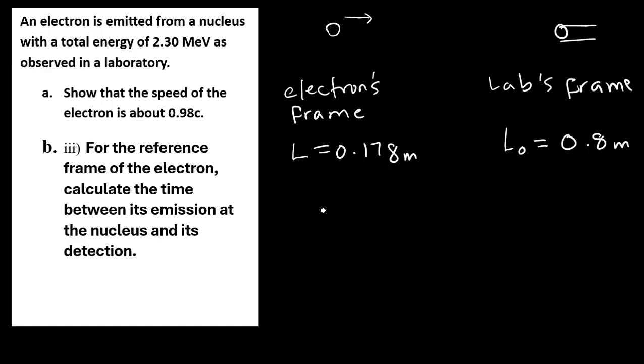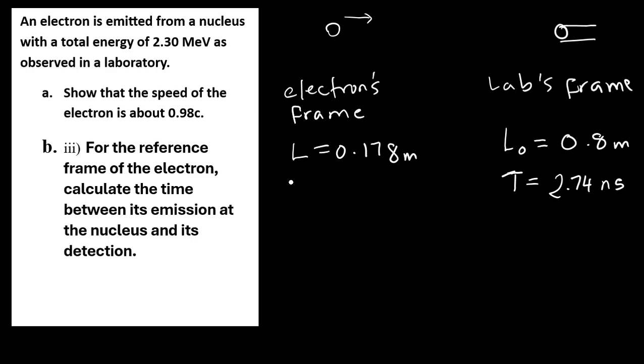Now, we've also seen that the time measured from the lab's frame of reference was 2.74 nanoseconds. That is from the previous question. Now we are being asked to find the time taken in the electron's frame of reference.